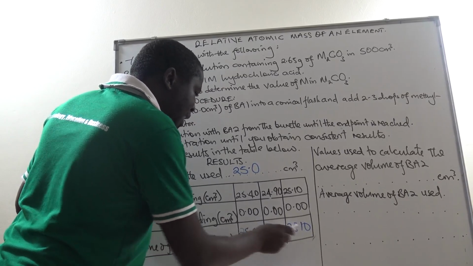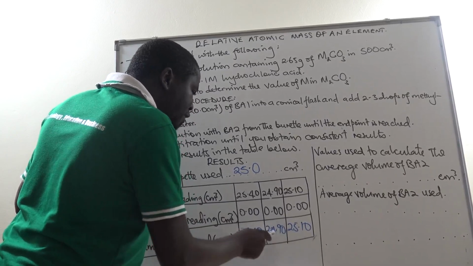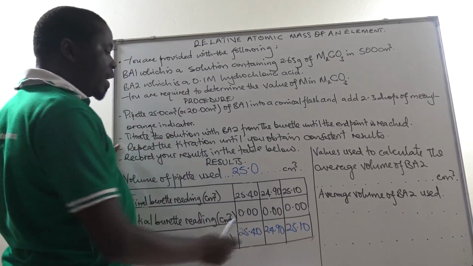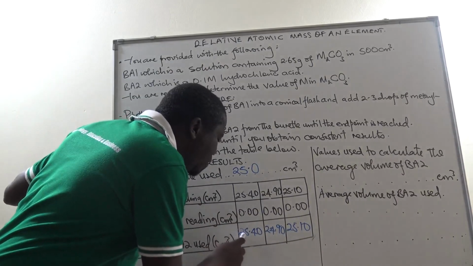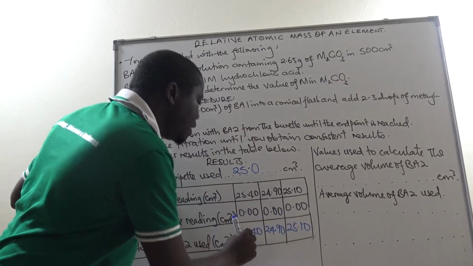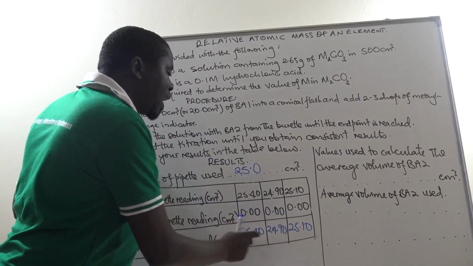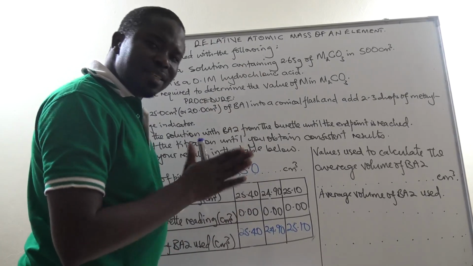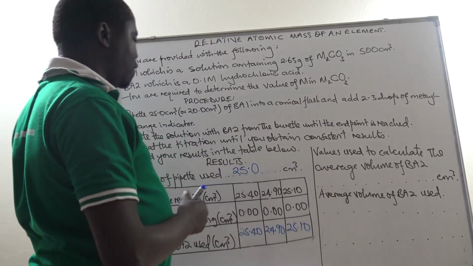Look at the difference between this and this. The difference is about 0.7 cubic centimeters. The difference between this and this is only 0.2 cubic centimeters. So we can pick this value and this value here. Someone will get mistaken, looks at this 25 and looks at this 25 and says, oh, I've got 2 values which are consistent. No, you have to physically subtract. Get the difference by subtracting, and then you see the difference that you're having. The 2 values with the least difference in this case are the best values to choose for calculating the average volume of BA2.